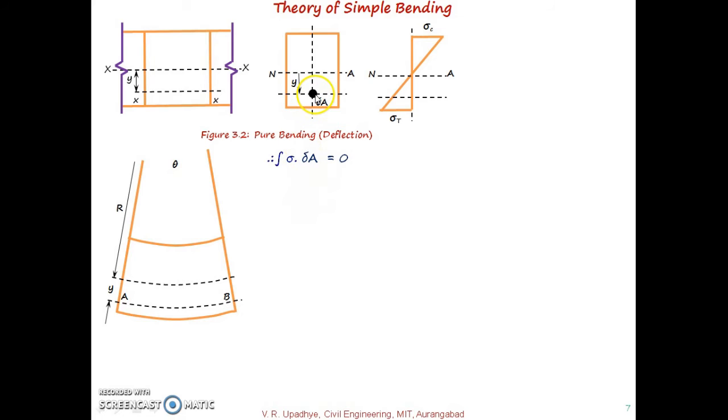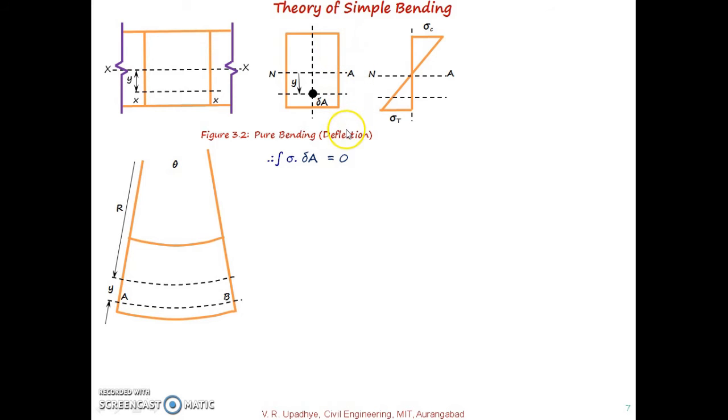So if we consider the stress acting at this area delta A, the force will be stress into area of cross section. So sigma into delta A is the force getting developed due to stress. And then if we consider the neutral axis as origin, and from the neutral axis up to the bottommost point the distance is say minus d by 2, and at the top let us say it is d by 2.